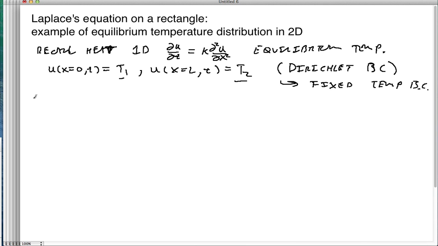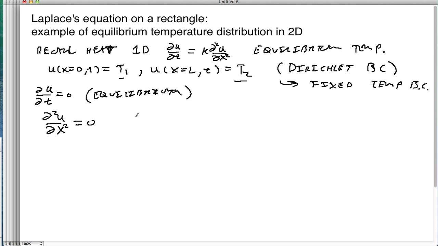Okay, so with this sort of problem where we have two constant temperatures on either side of our bar, we find the equilibrium temperature. That is an equilibrium, where we have no change of temperature over time. That sort of situation leads to an equation of the form: the second derivative of temperature with respect to space is equal to 0.